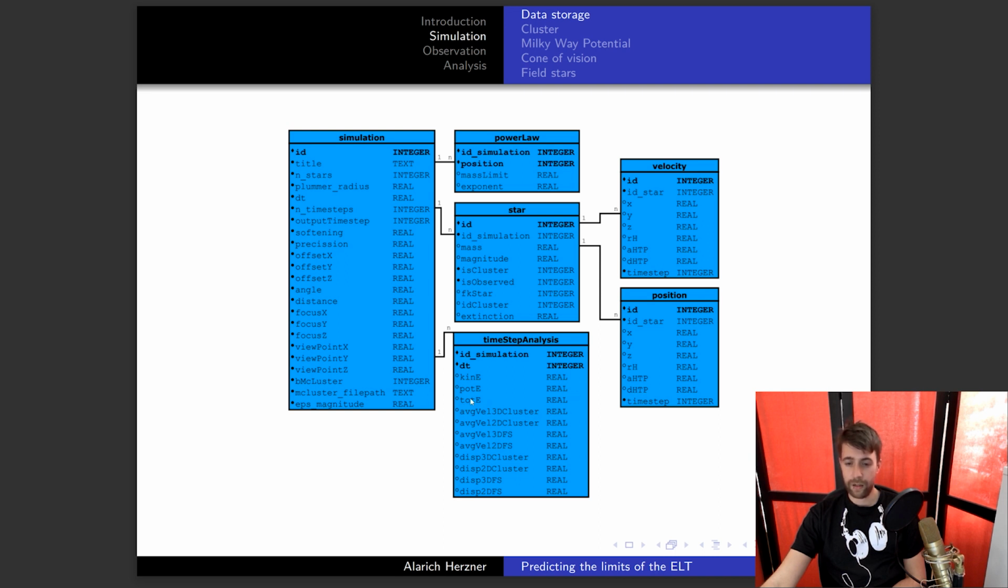So if I simulate stars, if they evolve over time, the positions do change, of course, but the total energy of the system must be conserved. So recording this is a decent test to see if the simulation does what it's supposed to do.